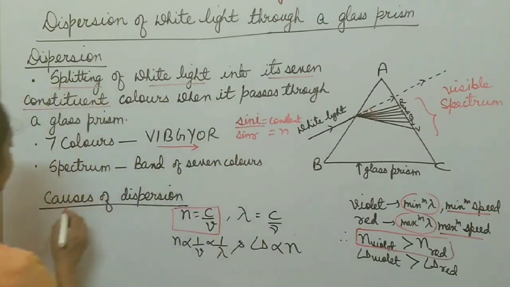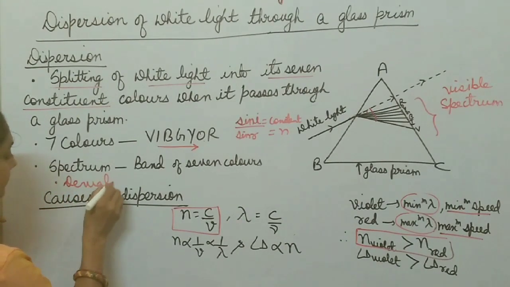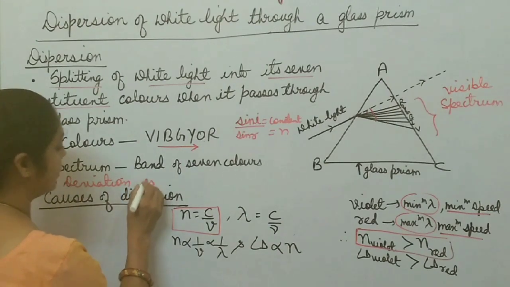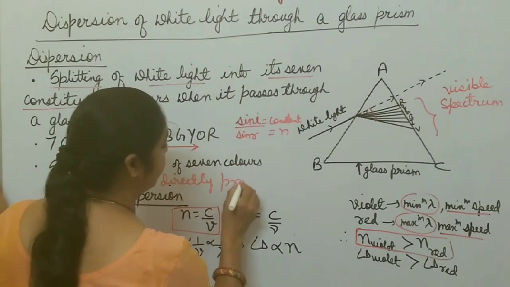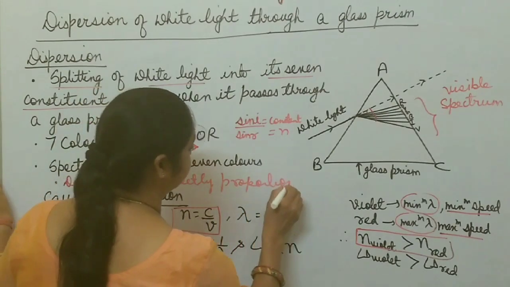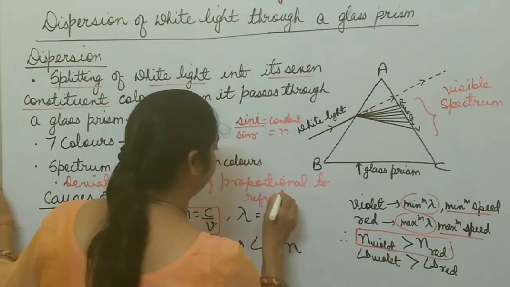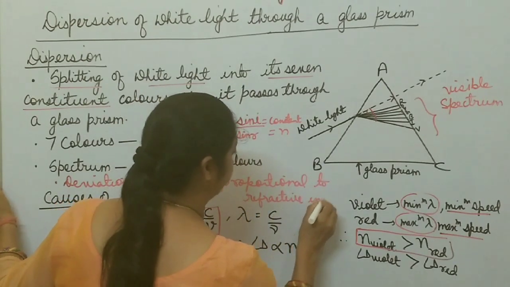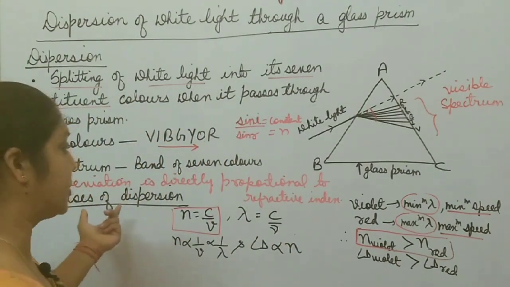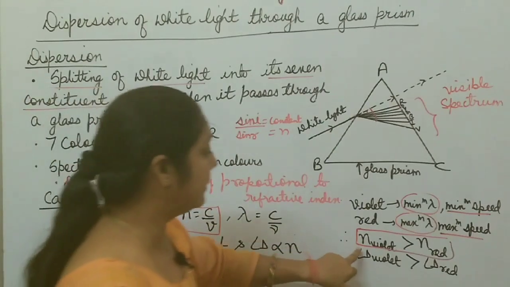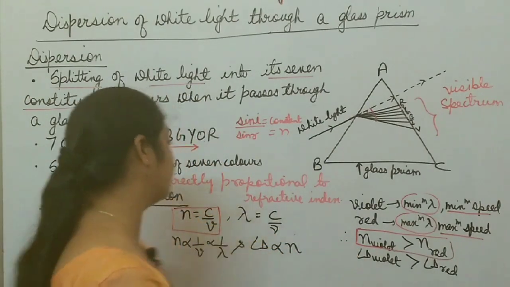And one point you note down: deviation is directly proportional to refractive index. You note this point, okay? Greater the refractive index, greater is the angle of deviation. And here violet color has maximum refractive index. It means violet color deviates most.